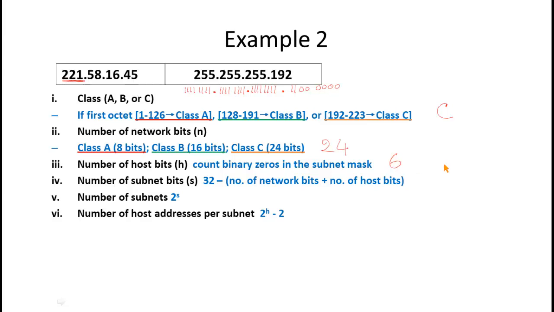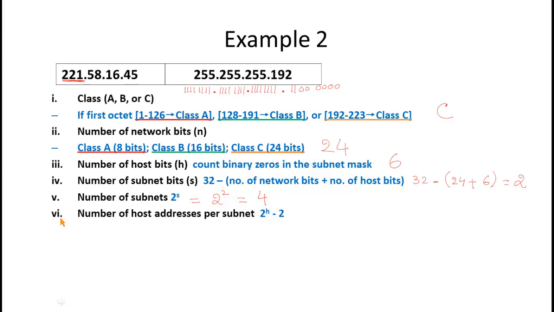Number of subnet bits, we have a formula: 32 minus the number of network bits, which are 24, and the number of host bits, which are 6. So we got the answer 2. Number of subnets, 2 raised to the power subnet bits, that is 2 squared. So we got 4 subnets in this network.